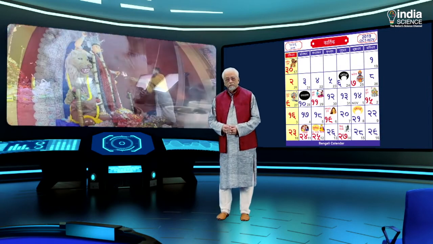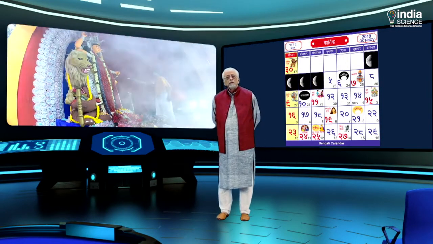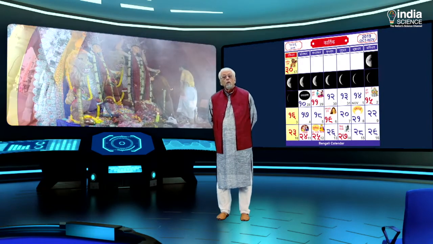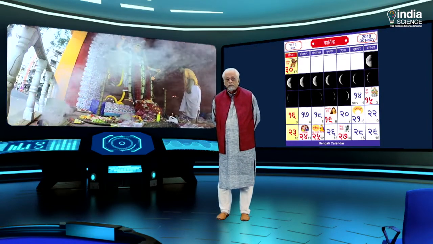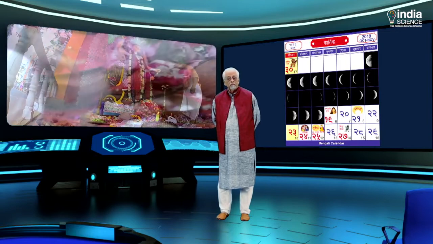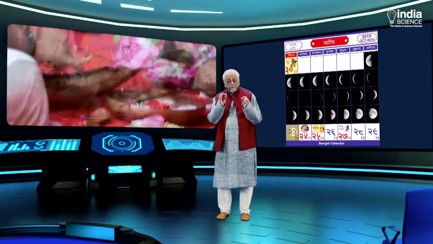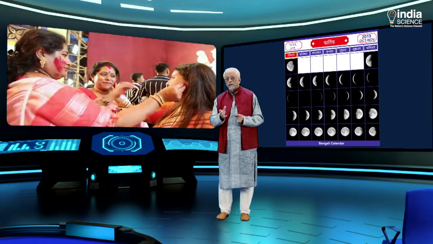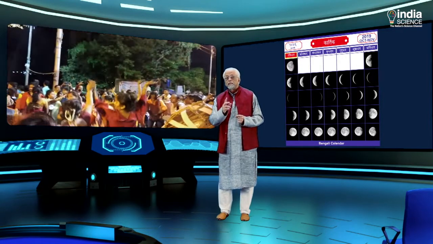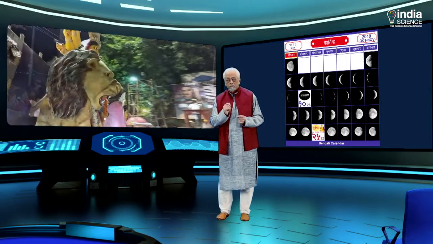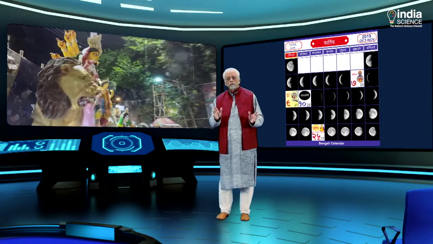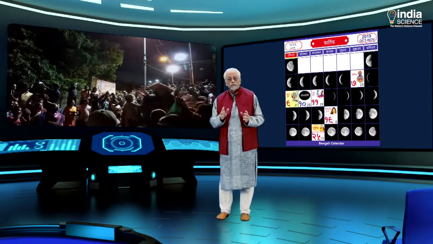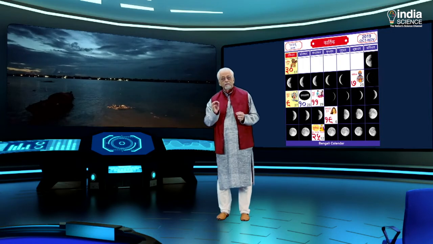Since antiquity, Indian society has relied more on the moon than the sun for its calendar. A very important concept in the Indian calendar is that of the tithi or lunar day. All religious and social functions and festivals of the Hindus are determined by the tithi.